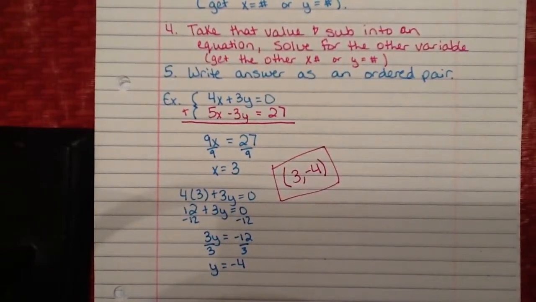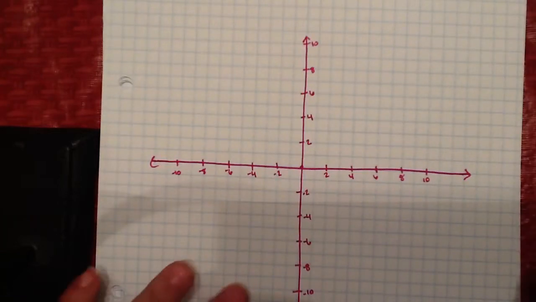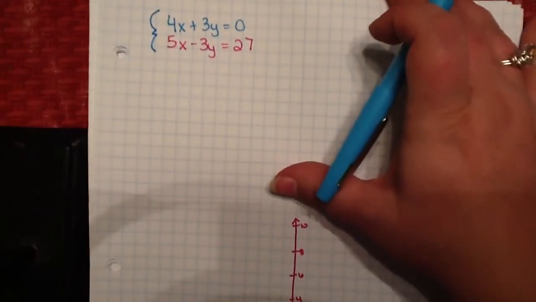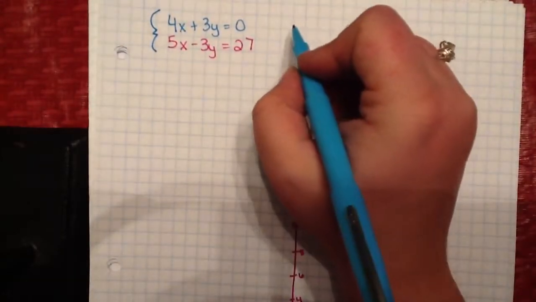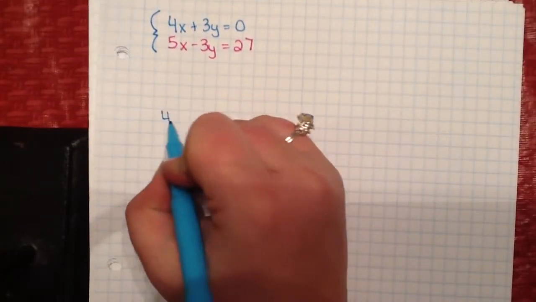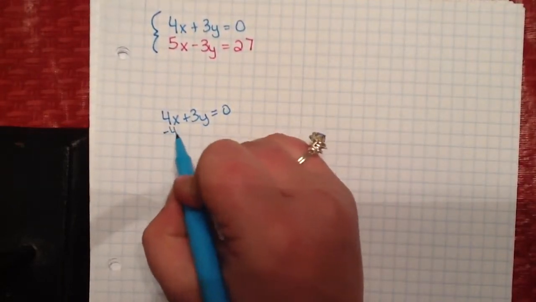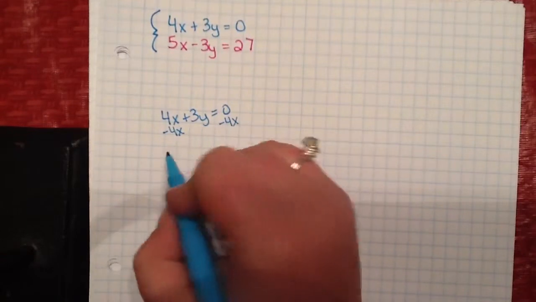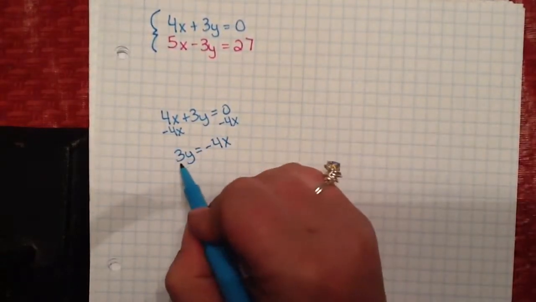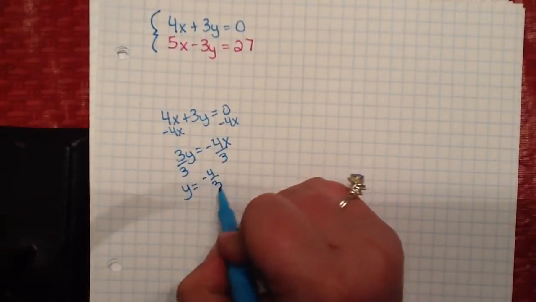That was solving by elimination, and we can always check ourselves using a graph. So I'm going to show you the two methods we've got for graphing. Here's my system. Remember, the two methods for graphing are you can get y by itself and graph in slope-intercept form. So for my blue equation, 4x plus 3y equals 0, I'm going to do that. So I'm going to subtract the 4x over, and 3y equals negative 4x plus 0, so I don't really need to have that. Divide by 3, so y equals negative 4/3 x.